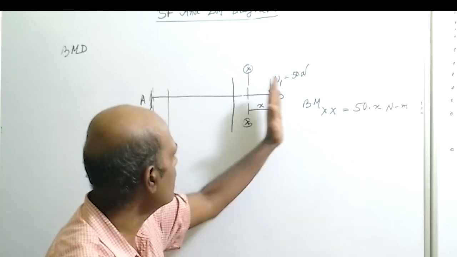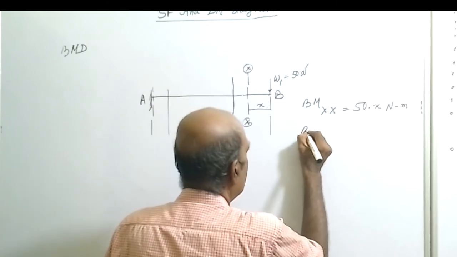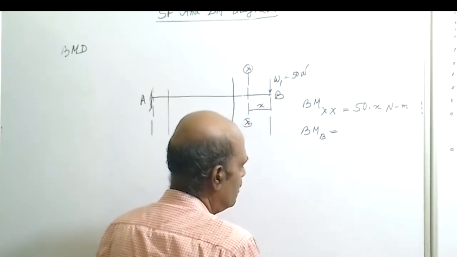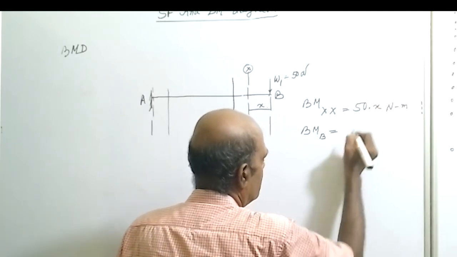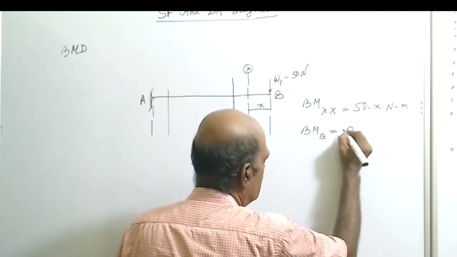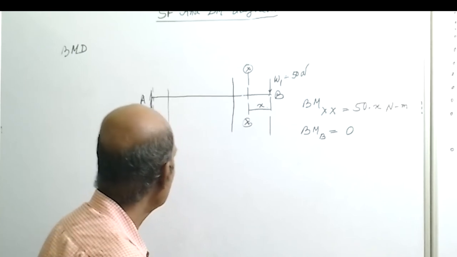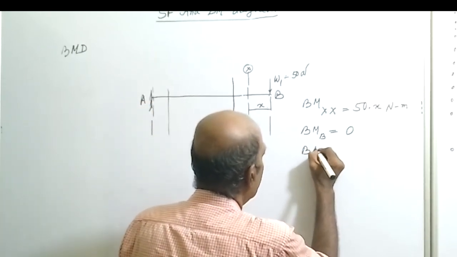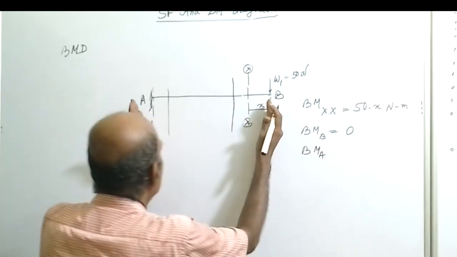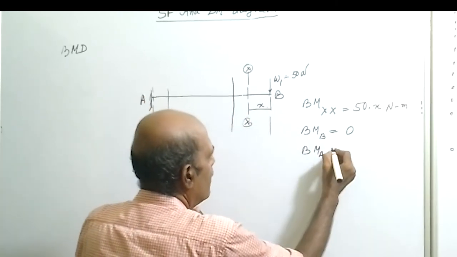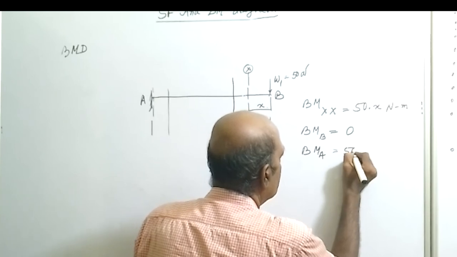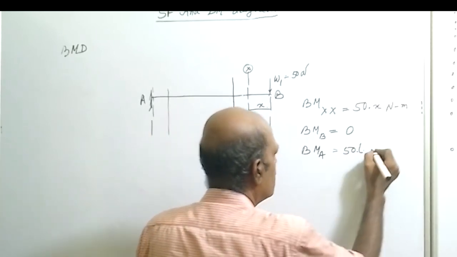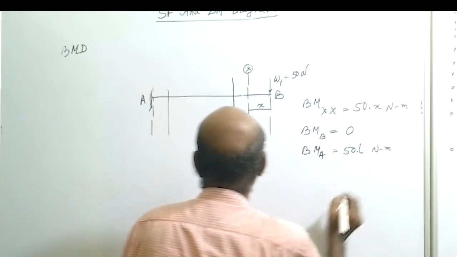Now slide the section to point B. The bending moment at point B, where the X value will be 0, is 0. And slide the section to point A, where the value will be L, so we will get the bending moment at point A as 50 into L. L will have some definite value, so this will be in Newton meter.